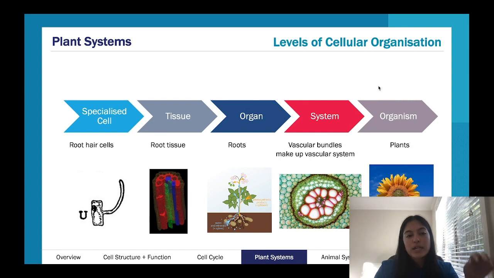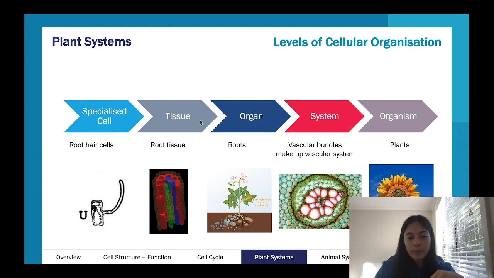So we have these general levels of organization, and this applies to all of them within plants and animals. We have our specialized cells. That's our most basic little unit. We then have a bunch of these cells together that form a tissue. A bunch of these tissues together forms our organ. A bunch of these organs together forms our system. A bunch of these systems together forms our organism. So hopefully that's making sense.